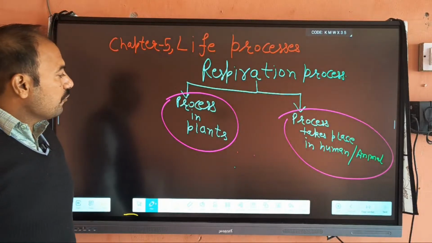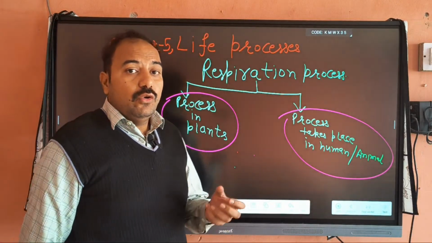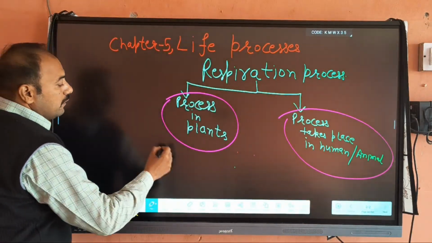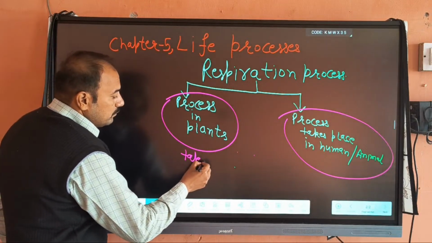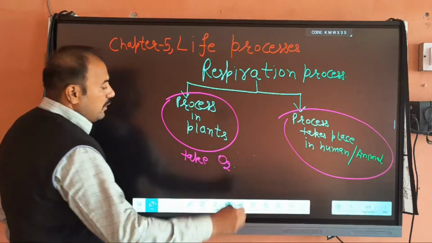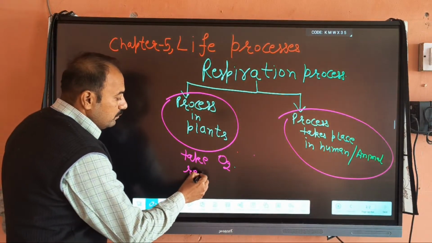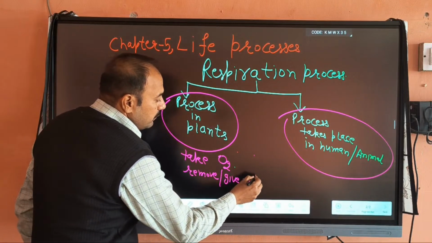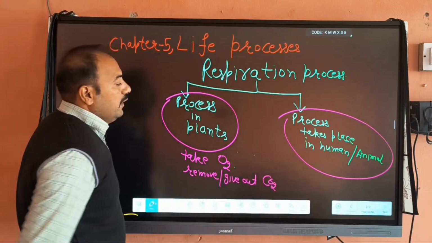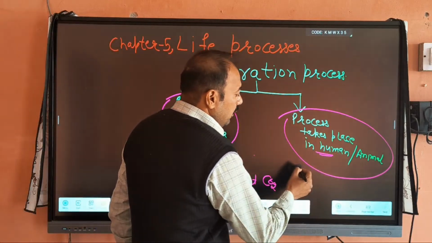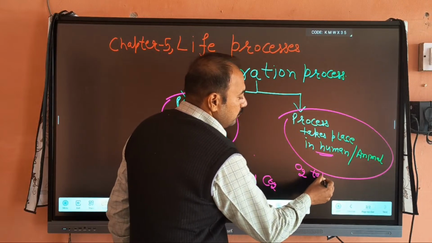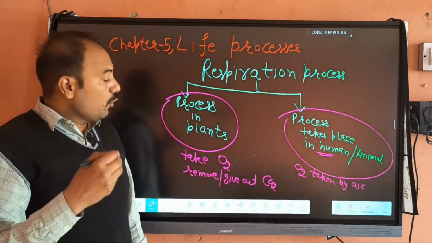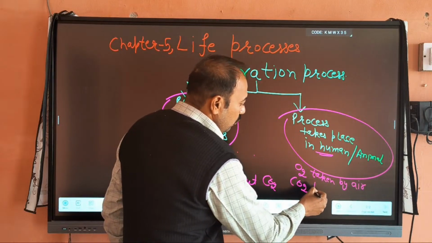Basically, in the respiration process in plants, oxygen is taken in and carbon dioxide is removed. So here they take O2, that is oxygen, and give out CO2. Here also in humans, O2 is taken in from the air, and CO2 is produced.